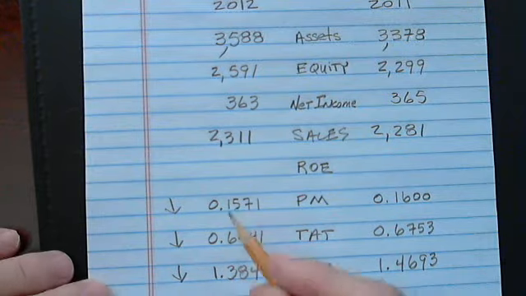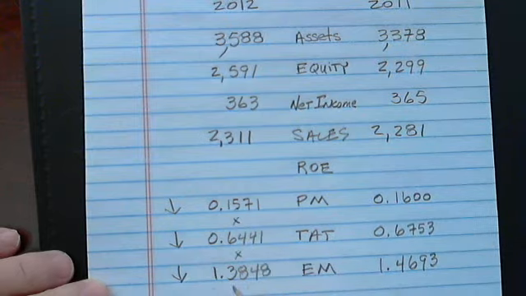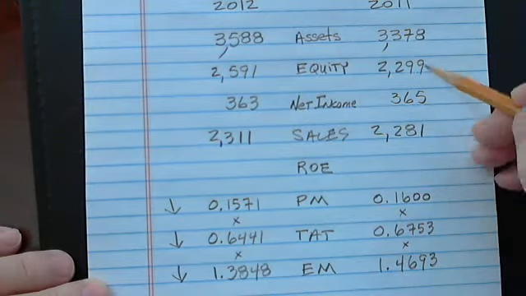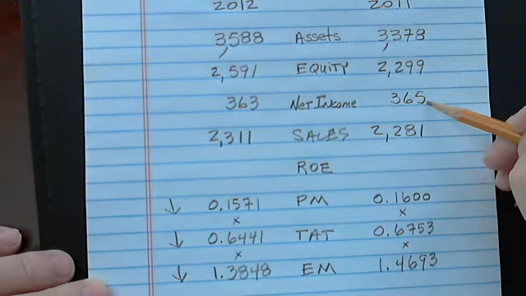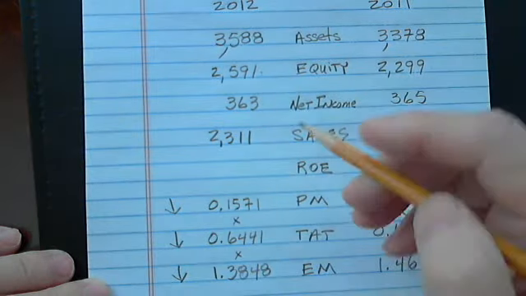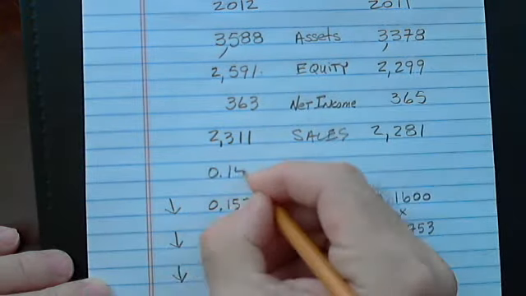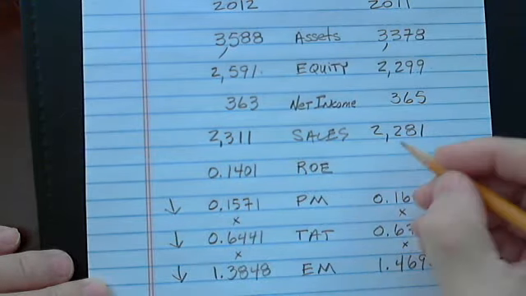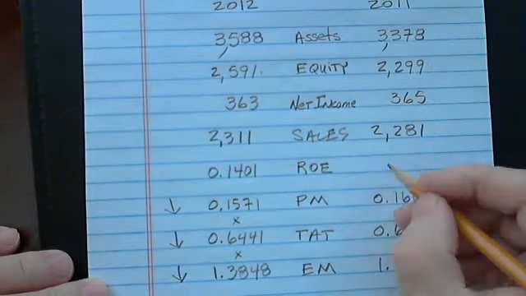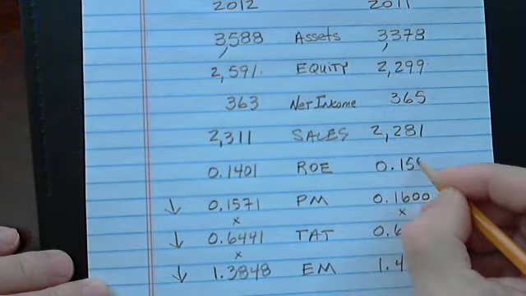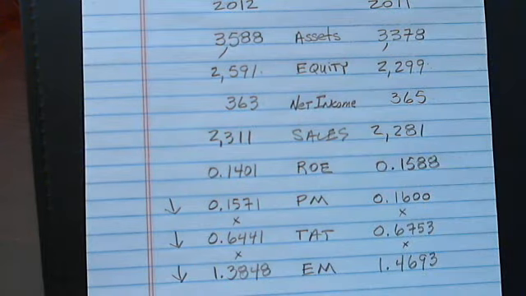We can multiply these three numbers together, or we have it up here. We see we have net income and we have equity. So 363 divided by 2591, that's 0.1401. In 2011, 365 divided by 2299, that's 0.1588. And gee whiz, that is a pretty big decline in return on equity.